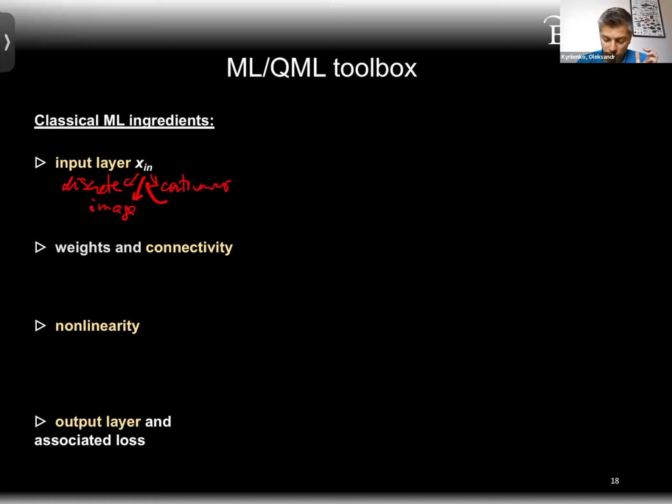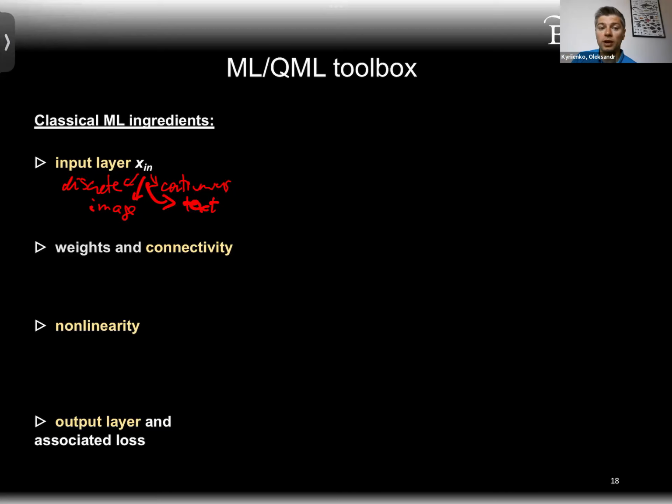And it could also be a text. So the input layer for classical machine learning is very important. I mean, which kind of data set you use, because it defines what should be later the connectivity of the network. So image processing and processing of some discrete variables will have different optimal strategies for processing.